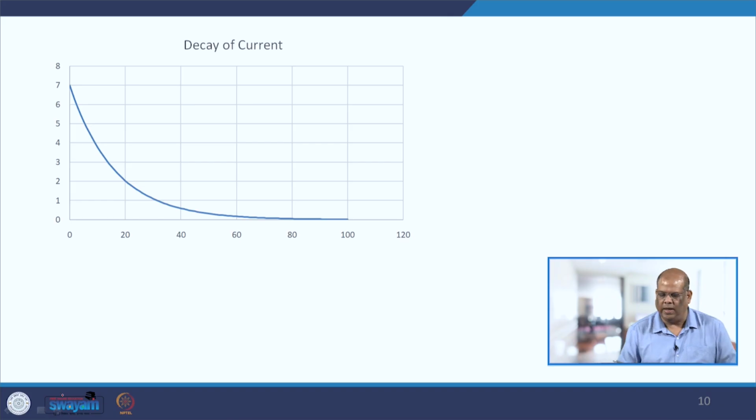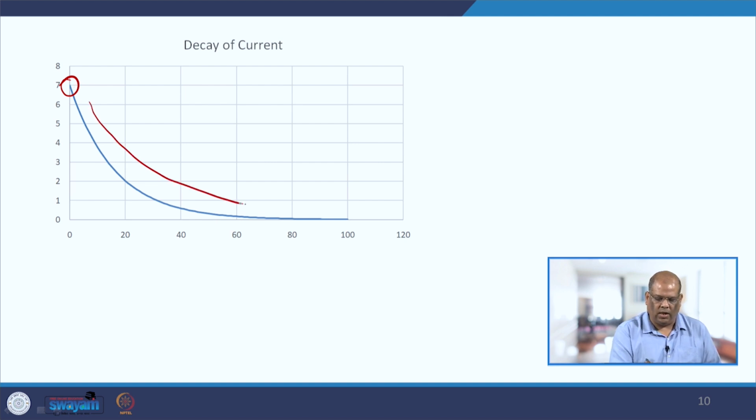So, as I was saying, in the decay of the current, it will start from some steady value. This is the point where you just switch it off, and then it slowly decays and goes to 0. So, this is going to be the dynamics of the growth and decay of current in an LR circuit.